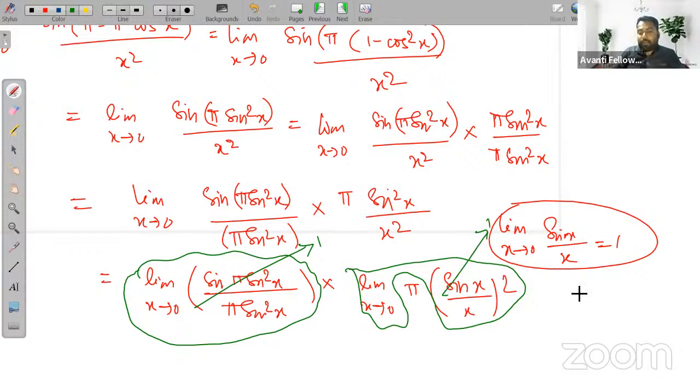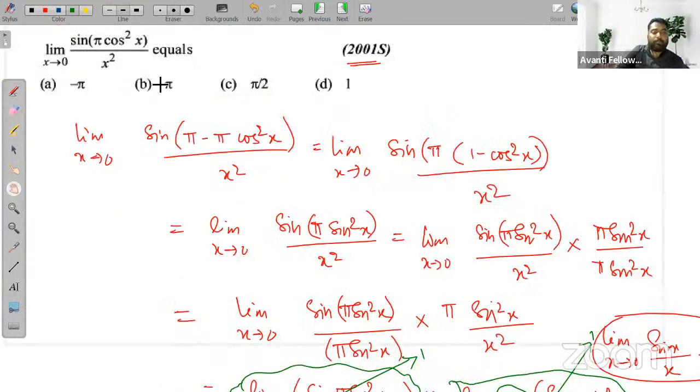So what will I get? What is the limit here? Finally I am getting 1 into pi into 1, that is, your answer will be pi. Is it clear guys? So what is the answer of this question? Pi. So what is the correct option? Correct option is option B, right? Option B is your correct answer, right? So I hope this question or this solution is understood to all of you guys.